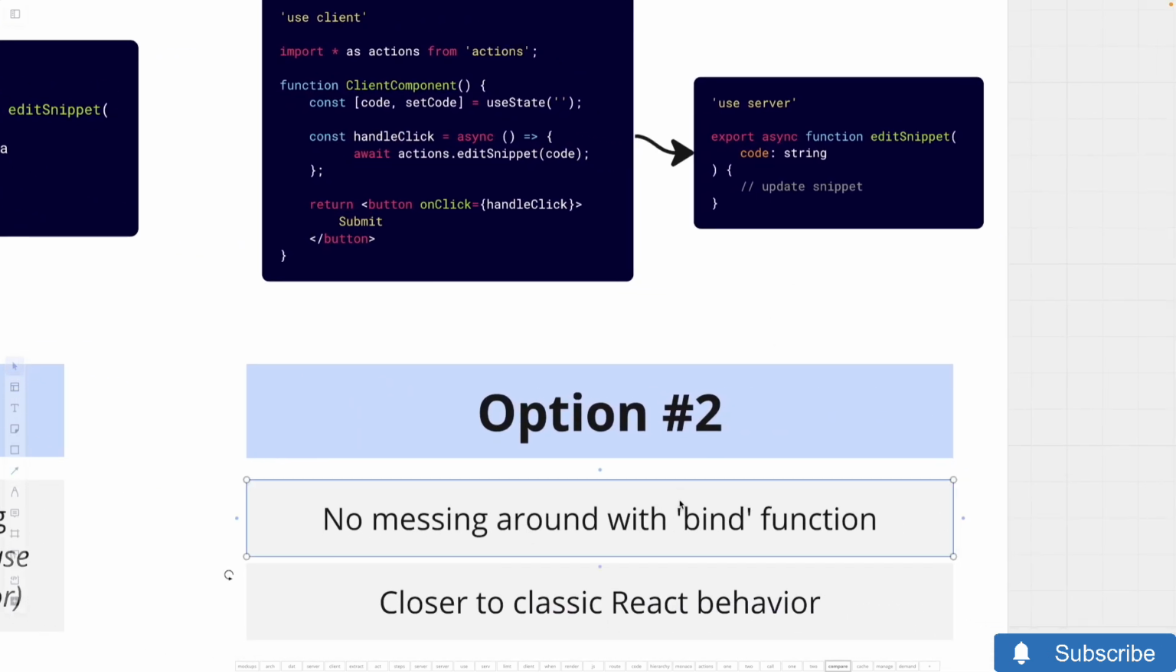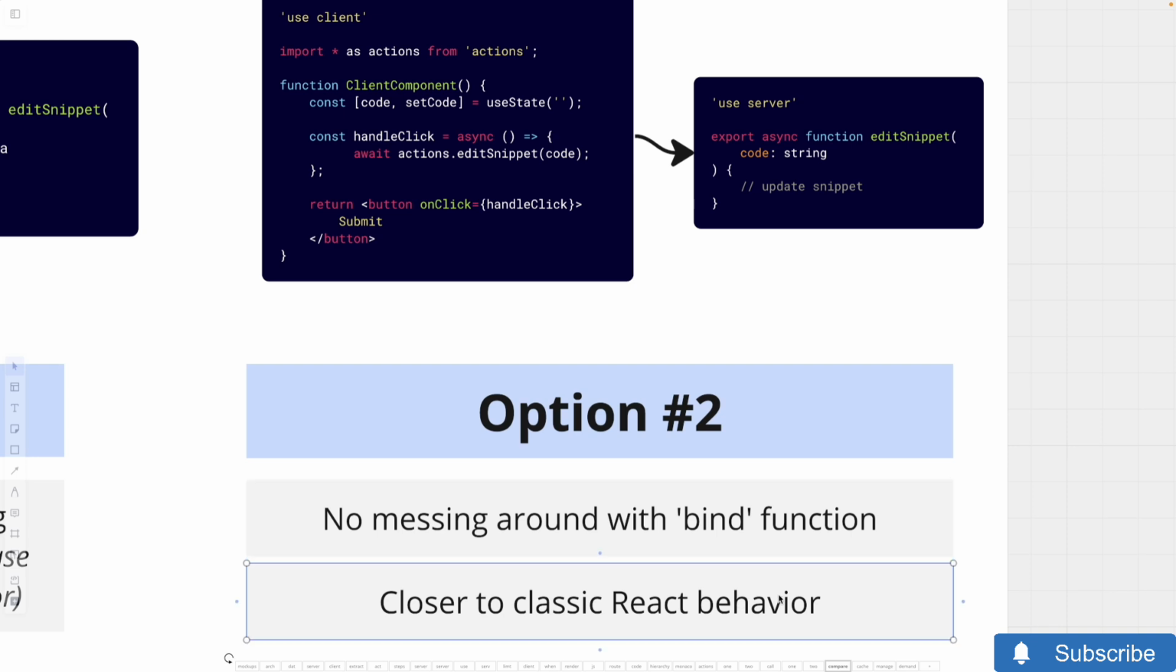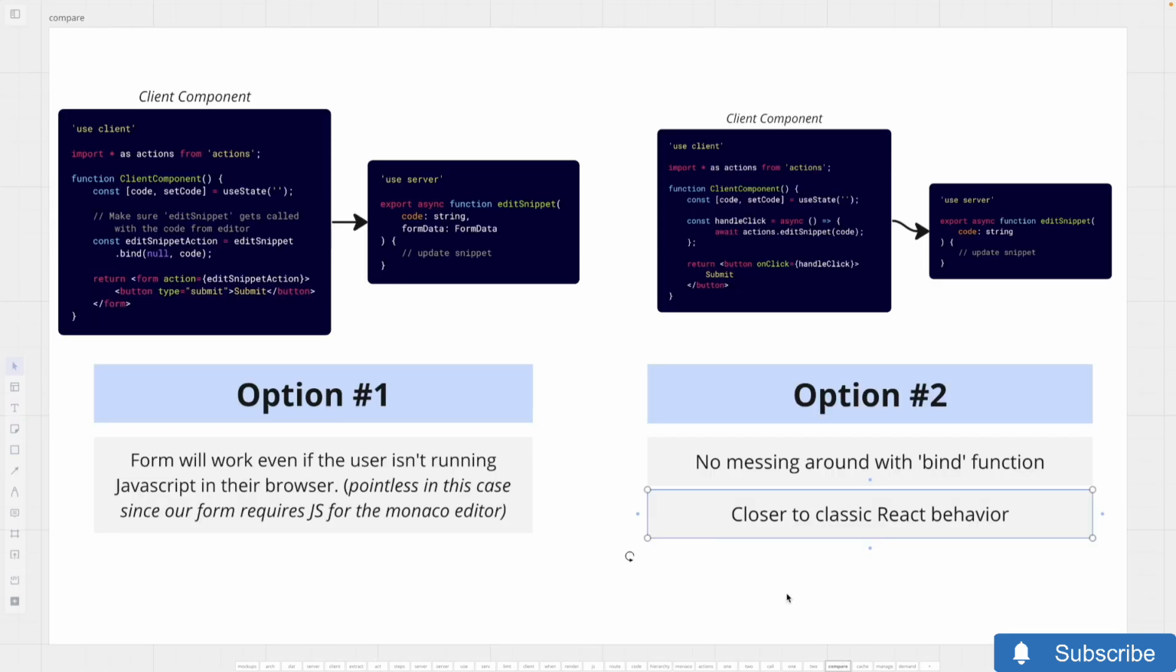Option number two also has its upsides. The big upside here is that we don't have to mess around with that bind function at all. Just immediately, that's a big upside. Secondly, this is a lot closer to classic React behavior, where we can kind of modify some data on our server without having it be tied to a user submitting a form. So again, they both have their place.